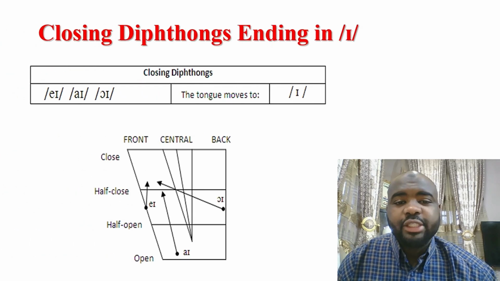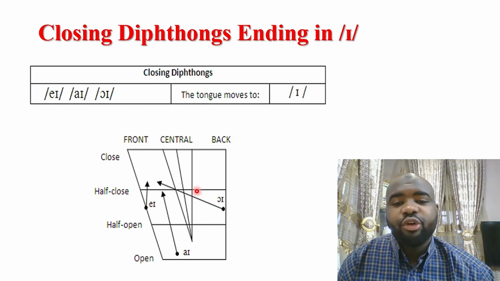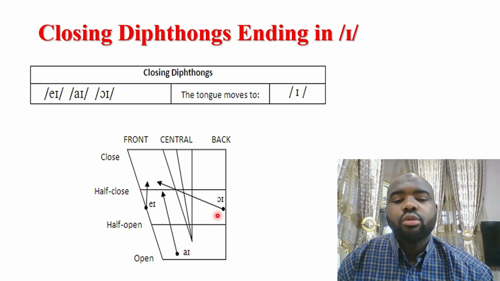The next category is what? Closing diphthongs ending in E sound. Meaning what? We're going to have three diphthongs ending in what? E sound, as in A ending with E sound, which is here, and A ending with what? E sound, I, as in O, short O ending in E sound, as in oi, alright?